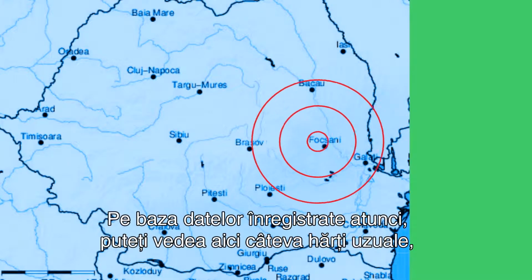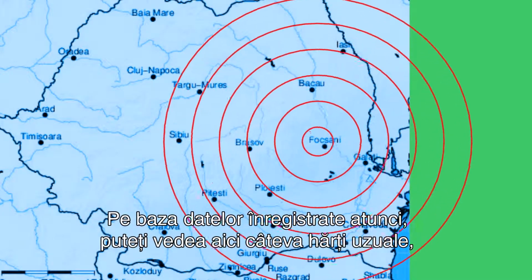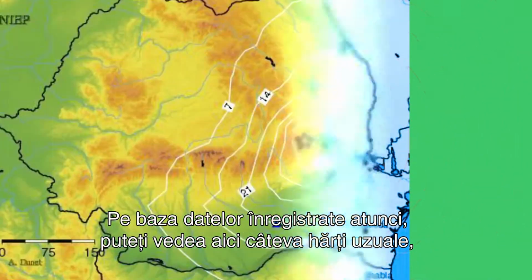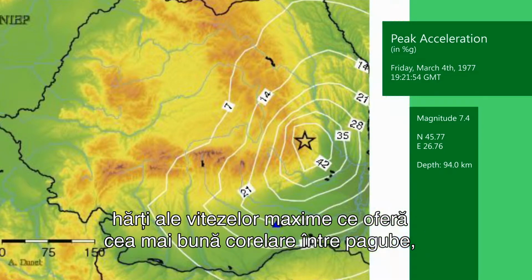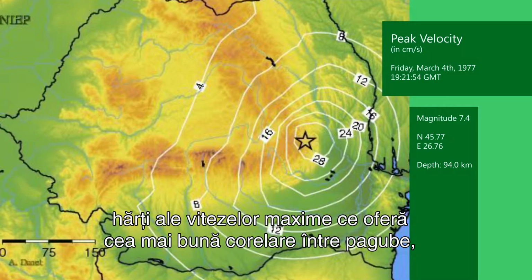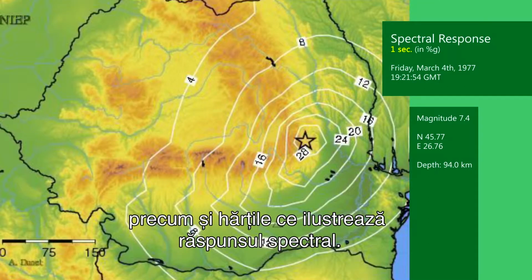Based on the monitoring data, you can see here several common maps generated after the earthquake. The peak ground acceleration map, which measures the earthquake's acceleration through the ground. The peak ground velocity map, which provides the best correlation with damage, and the spectral response maps.